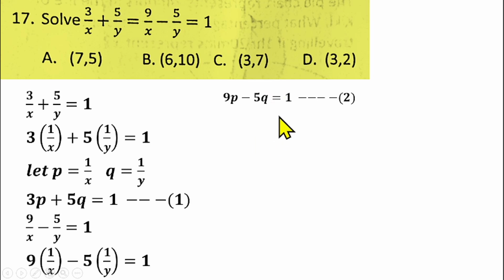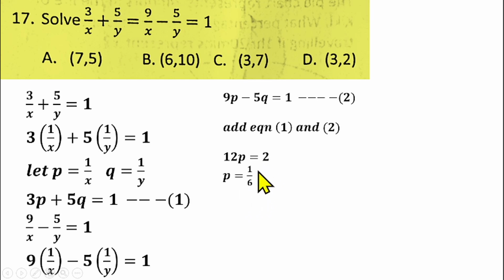We can use the elimination method. We have minus 5q here and plus 5q here, so we can add the two equations to eliminate q. So add equation 1 and equation 2: we'll have 3p plus 9p, that gives us 12p, equals 1 plus 1, which gives us 2. So 12p equals 2, divide both sides by 12, p will be equal to 1 over 6.